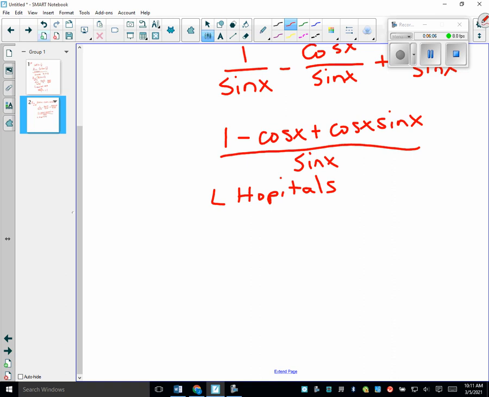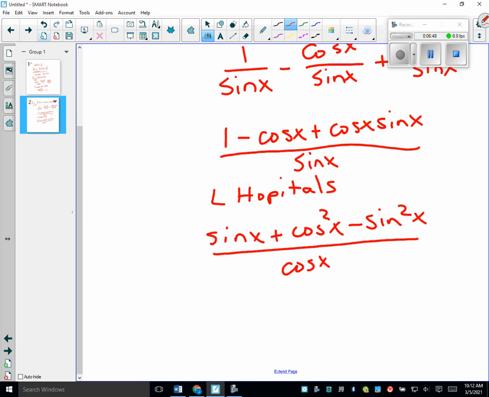What is the derivative of 1? What is the derivative of negative cosine? Sine of x. This is a product, isn't it? Plus cosine squared x. First times the derivative of the second plus minus sine squared. Right? It is over what? Cosine.